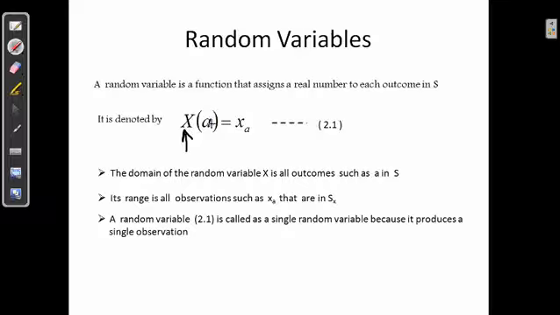It is assigning some value. This a is in the sample space; there is an outcome a, and they assign a number to that a. Some number is assigned to a; here X(a) is the number assigned. That itself is the random variable. So what is it? A random variable is a function that assigns a real number to each outcome in S, and this is denoted by this.